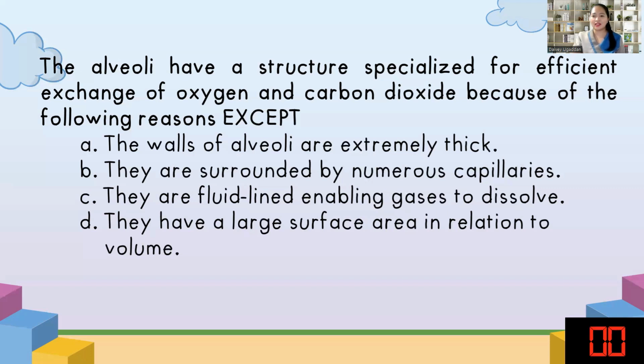Okay, so there it goes again, the word except. So all of the answers are correct except for one. In this question, it is asking about alveoli having a structure specialized for the exchange of oxygen and carbon dioxide. So three of the options are the structure specialization of the alveoli except for one. So what would that be? So is it A, the walls of alveoli are extremely thick? Remember, the alveoli is just one cell thick. The walls of the alveoli is super thin. It's the thinnest among the three types of blood vessels.